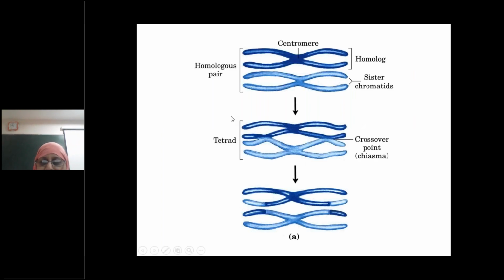If you remember meiosis and meiotic division, this is a picture of a homologous pair, and you can see this is the centromere, and these are the sister chromatids, and together they form the tetrad. So crossing over is taking place here. This is an example of crossing over taking place at this point, known as the chiasma. After the crossing over, these are the resultant chromosomes that are formed. This is only a picture; we will deal with it in detail later.